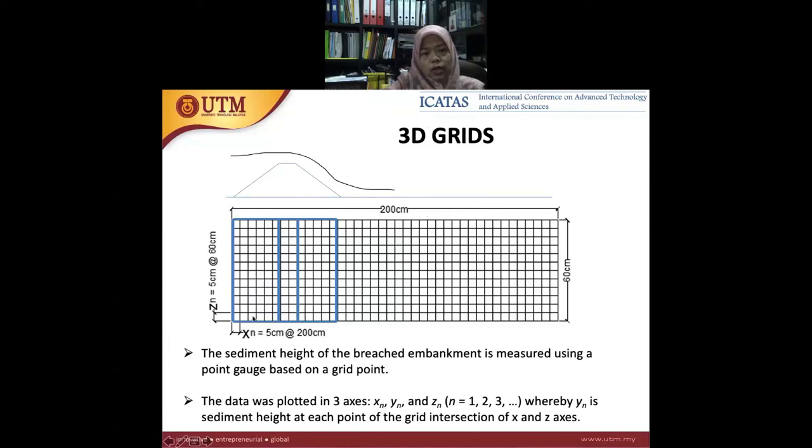The size of the grid is 5 by 5 centimeters. We measured the sediment height using a point gauge at the grid points. The data was plotted on three axes, X, Y, and Z, where the Y axis is the sediment height at each grid intersection of X and Y. From there, we got the elevation profile of the breached embankment.